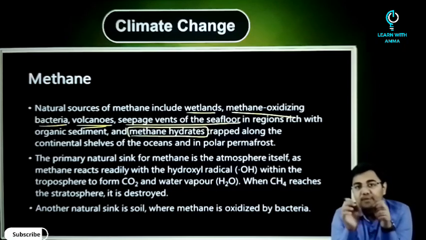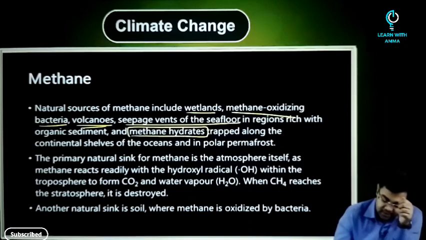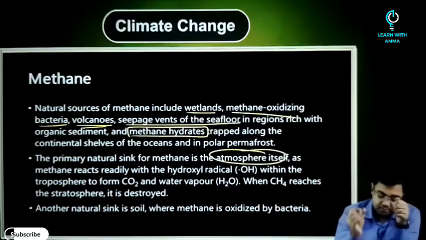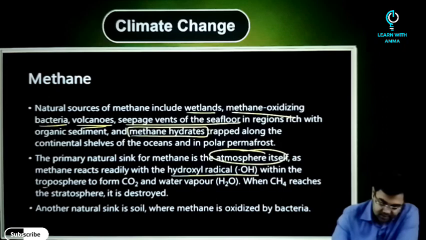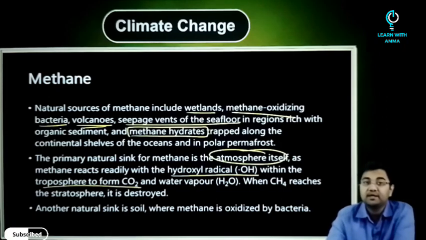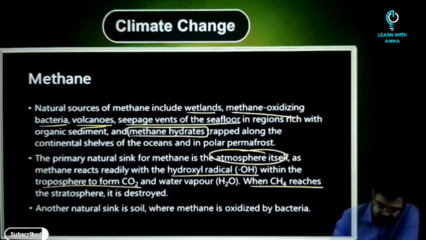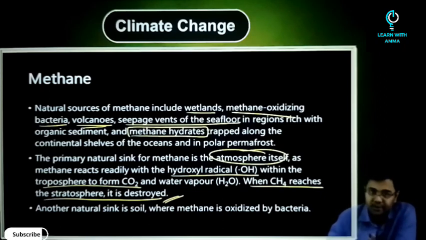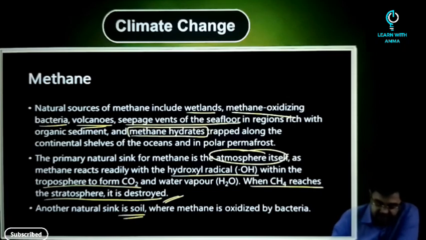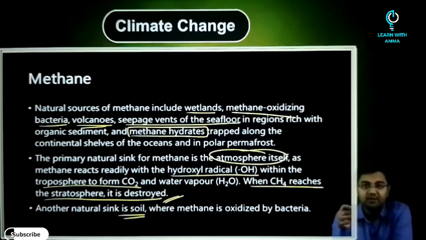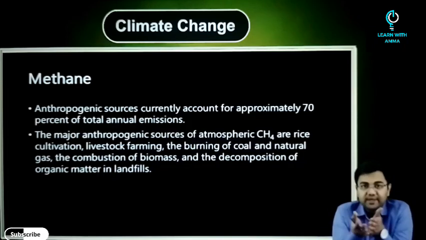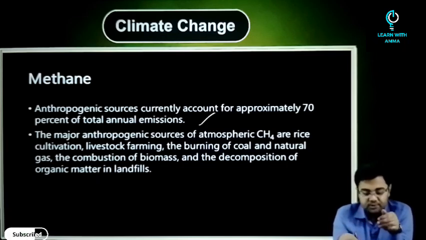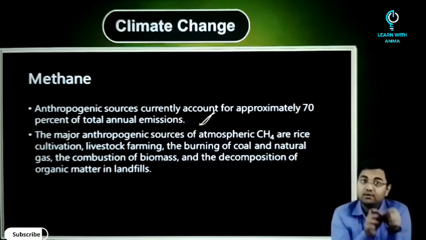So the primary natural sink, if we talk about, in that case, is the atmosphere itself, where methane readily reacts with the hydroxyl radical within the troposphere to form carbon dioxide and water vapor. When methane reaches the stratosphere, it is destroyed. Now, apart from that, another natural sink is soil, where methane is oxidized by the action of bacteria. Now, as was the case for carbon dioxide, human activity is also increasing the methane concentration much faster than it can be offset by natural sinks.